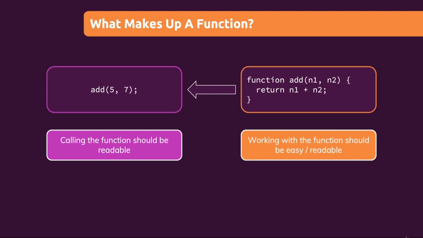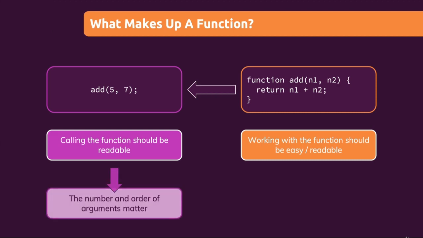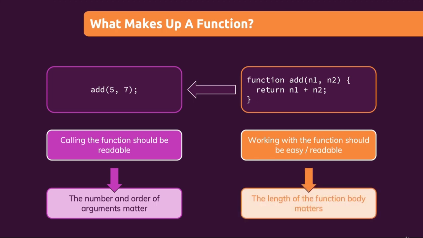So therefore, it's the number and order of arguments which matters to us, because that defines how easy and readable it is to call a function. And it's the length of the function body, the amount of code we have inside of a function, which matters. And in this section, we are going to have a look at both aspects.